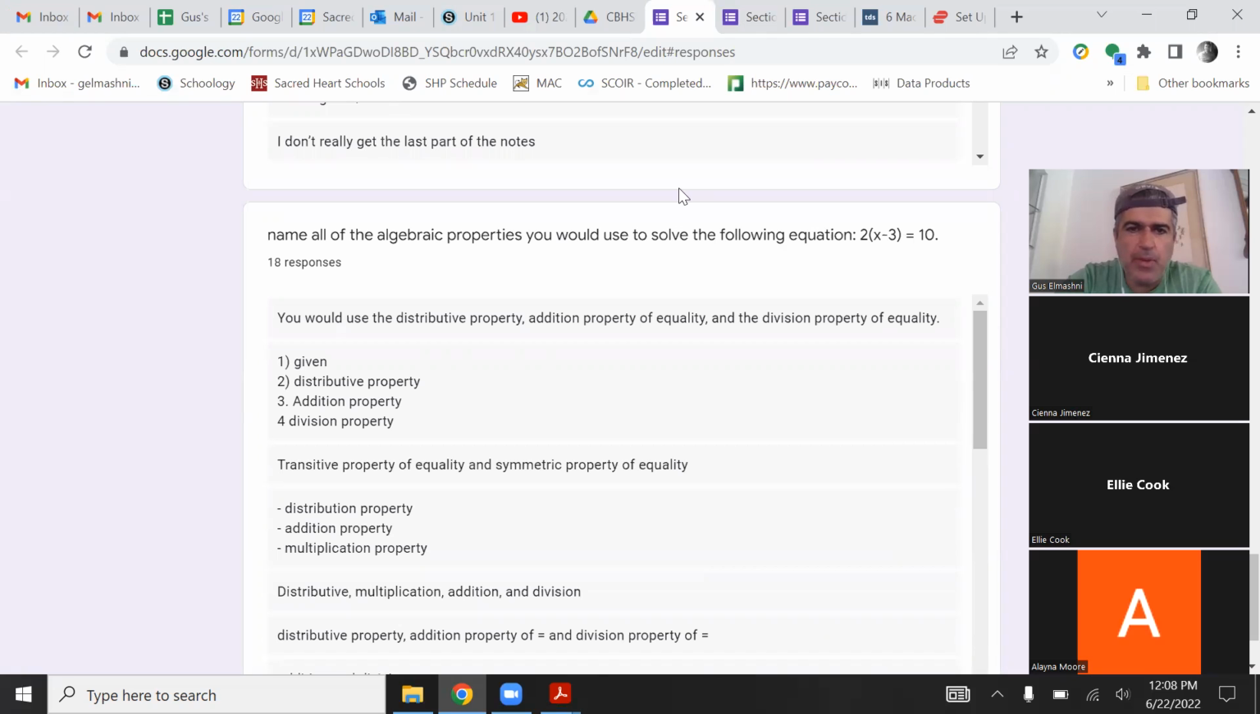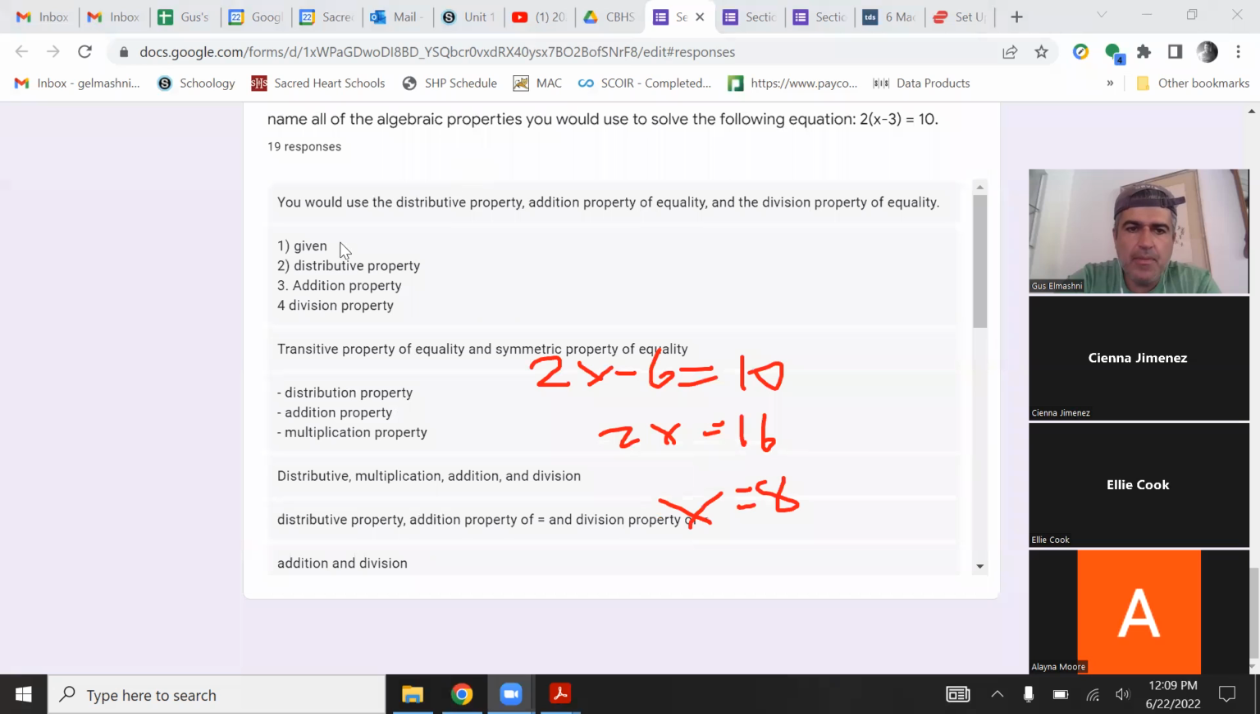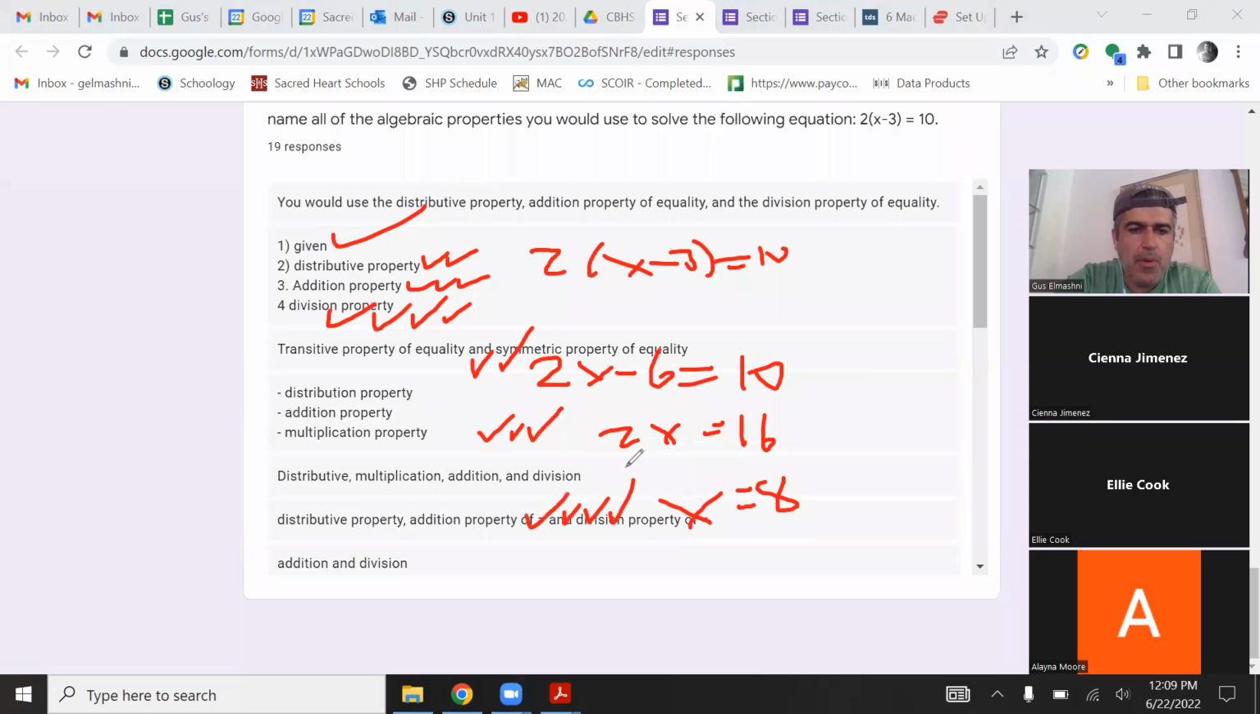There's actually a couple pathways you could take. You could distribute, then add the 6, and divide by 2. So then what this means is that you have your given step. Your given was this, right? Then you distributed. Then you added 6 to both sides. And then finally you divide both sides by 2. Perfect. So that works. So great response there.